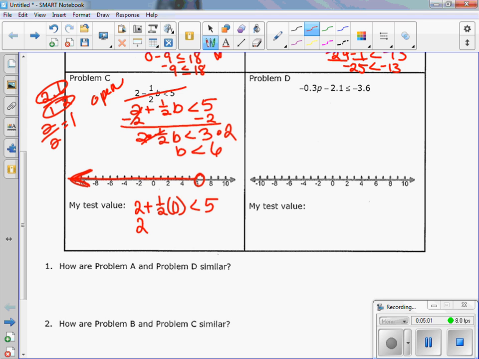So that's going to give me 2 plus 0, and 2 is less than 5. That is true, so that means my solution set is correct. On our next problem, we're actually going to do the exact same thing. We're going to change that negative out.